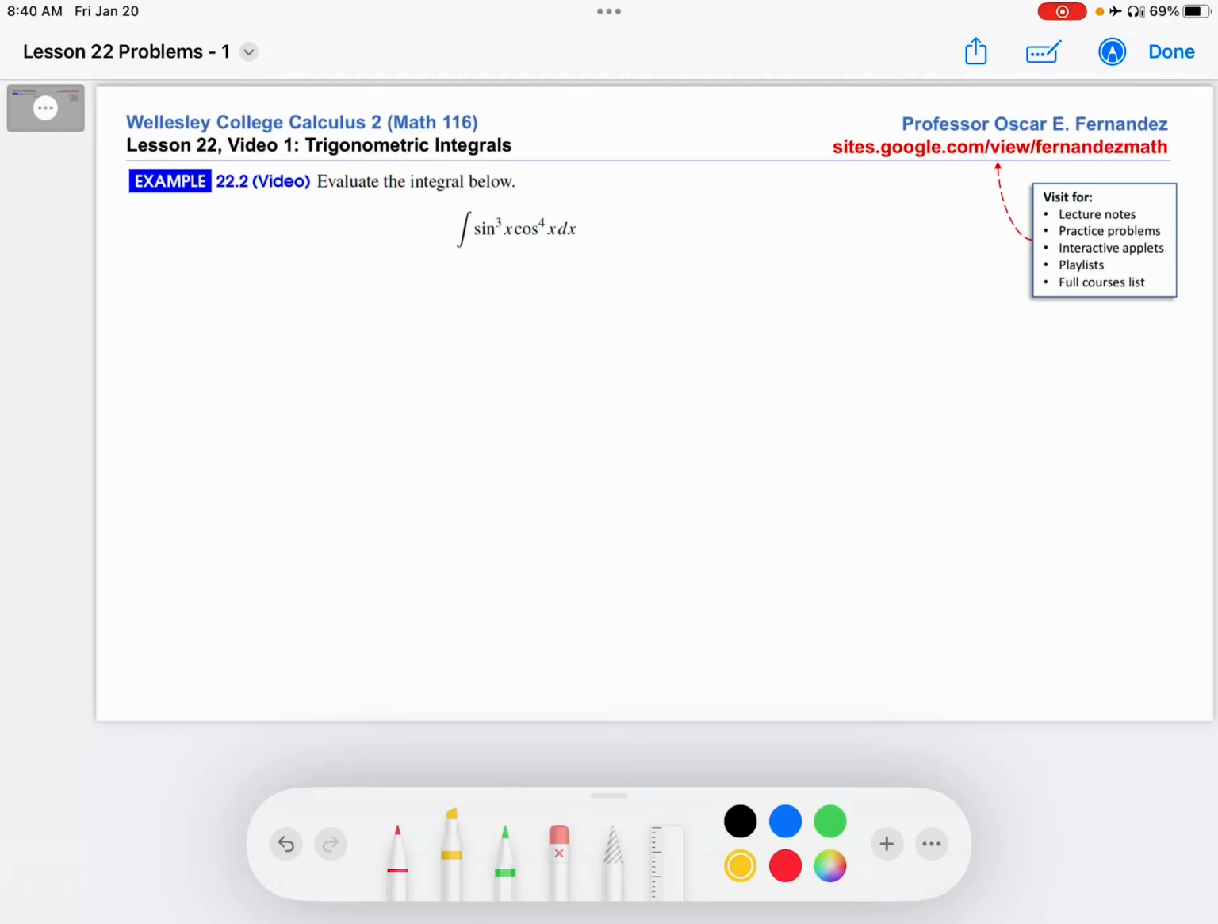Hi, this is Professor Fernandez, and in this video, we're going to work out an example of evaluating trigonometric integrals. This comes from the notes from lesson 12 of this Calc 2 course. You'll find those notes on this website along with these other resources.